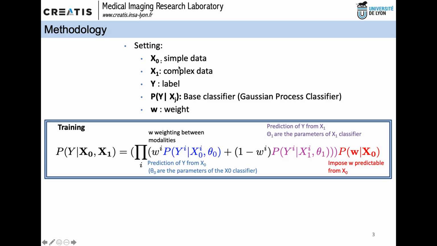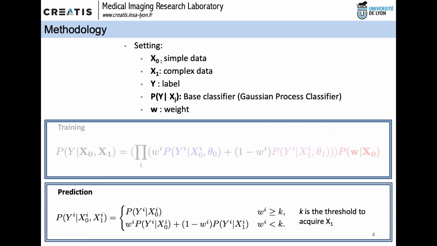The important thing and the novelty is the weight W, which will tell us if the simple data X0 is enough, or if we would like to acquire the X1 data. In order to make it so that X0 can predict W, we impose a Gaussian prior on W. This setting can be seen as a probability, which can be maximized using classical optimization methods.